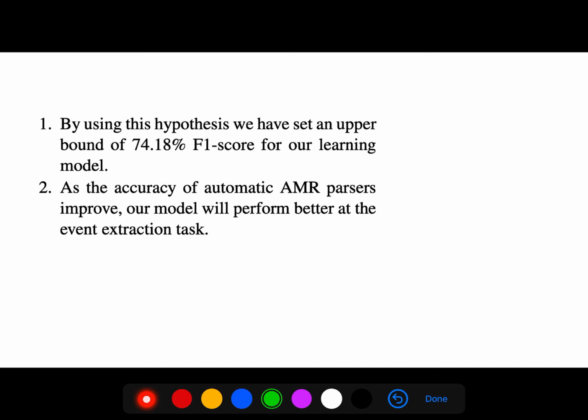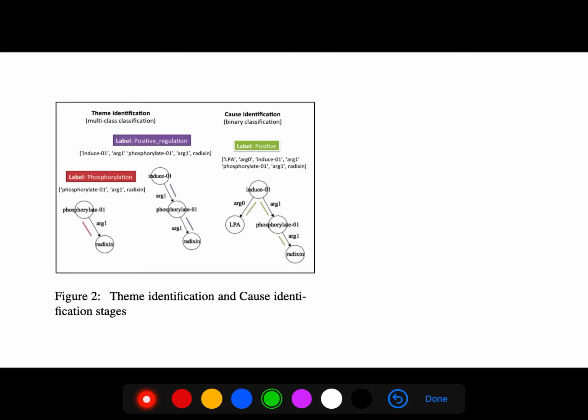By using this hypothesis, we have set an upper bound of 74% F1 score. As the accuracy of automatic AMR parsers improves, our model will perform better on event extraction. So you see the theme identification and cause identification stages.